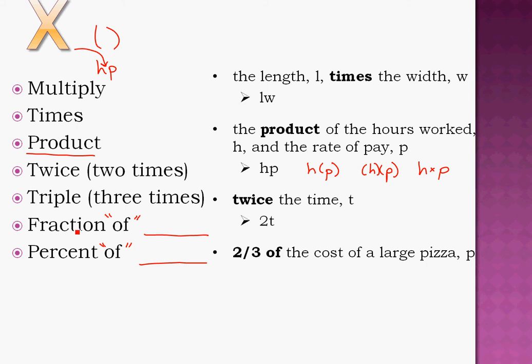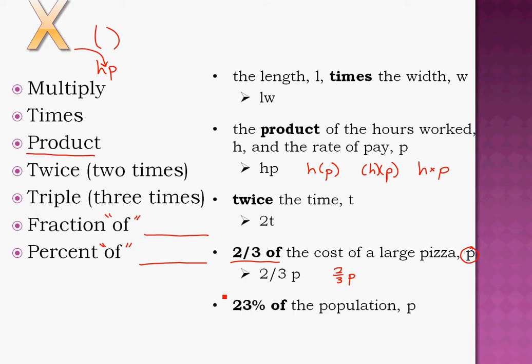Here's an example of a fraction of 2/3 of the cost of a large pizza P. So in this case, our fraction is 2/3. So we're taking 2/3 times the cost of a large pizza, which is P. And we would write that 2/3 P. You could also write it like that, your fraction 2/3.